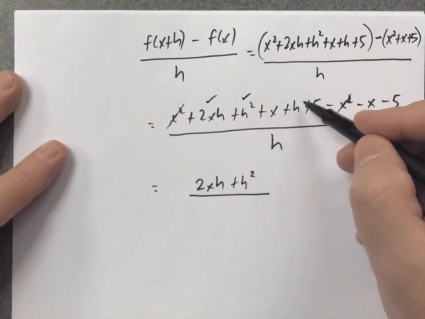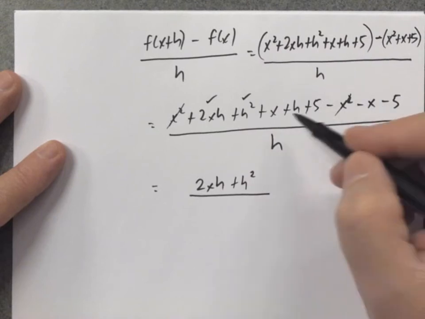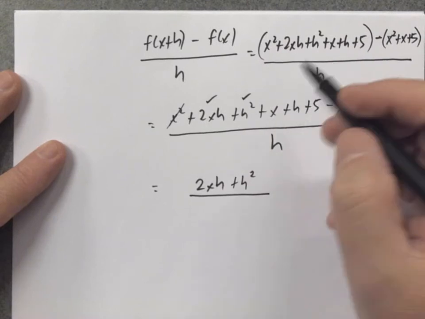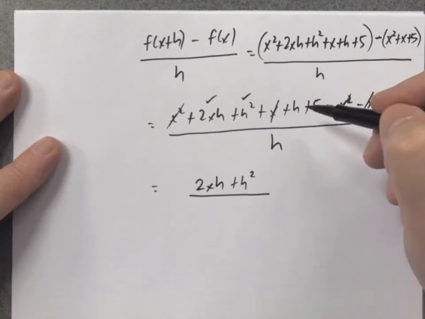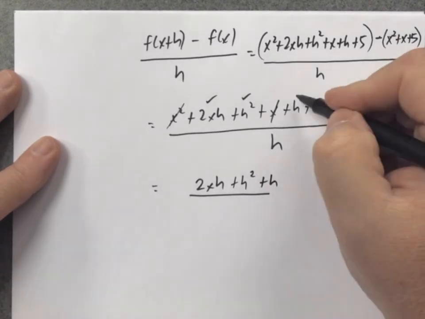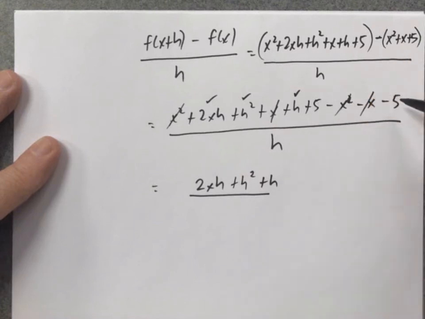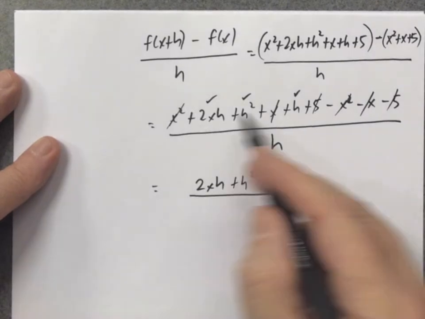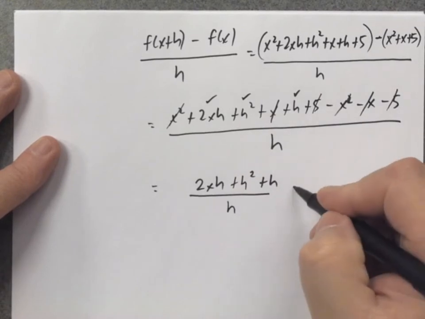Now here's x. Here's another x. So it's negative x. So x minus x, those cancel out. Now here's h. And what's left? Okay, here's 5. And I got a minus 5 here, so 5 minus 5, those cancel out. So when I combine like terms, I'm left with this, and it's all over h.